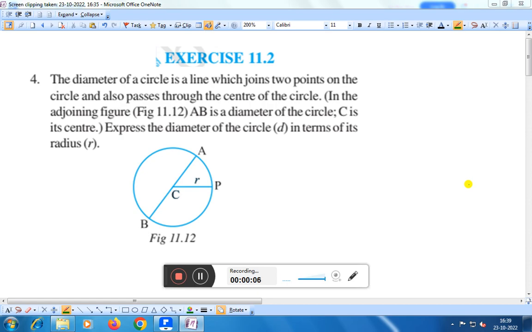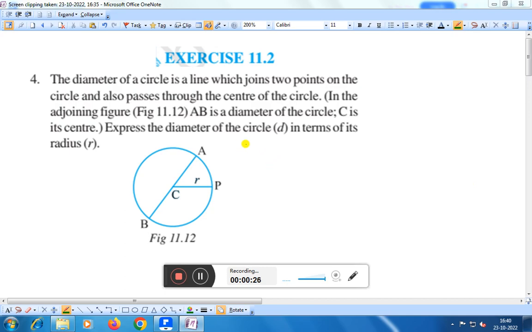The diameter of a circle is a line which joins 2 points on the circle and also passes through the center of the circle. In the adjoining figure 11.12, AB is a diameter of the circle, C is its center. Express the diameter of the circle D in terms of its radius R.